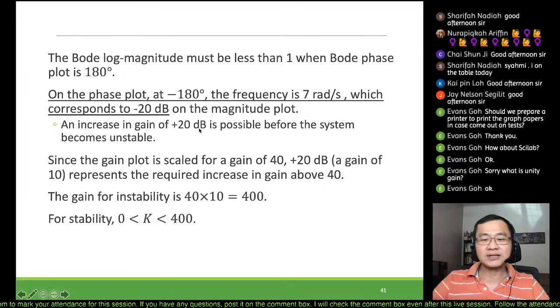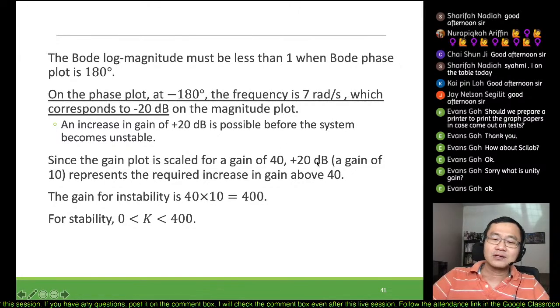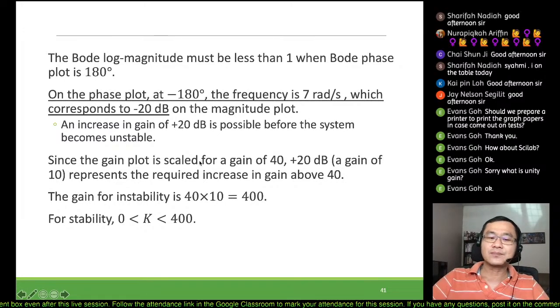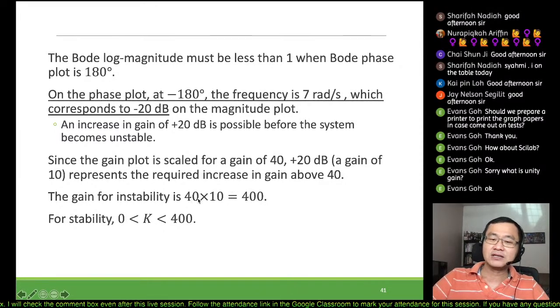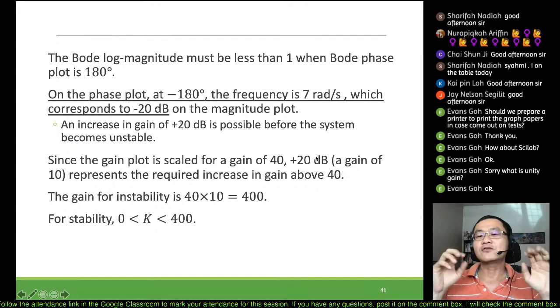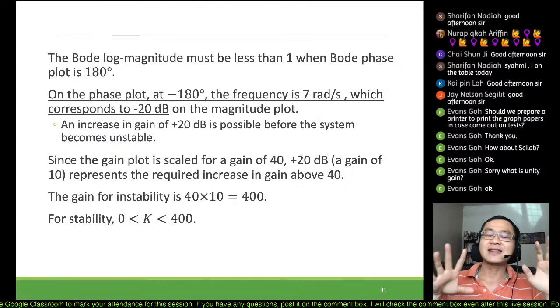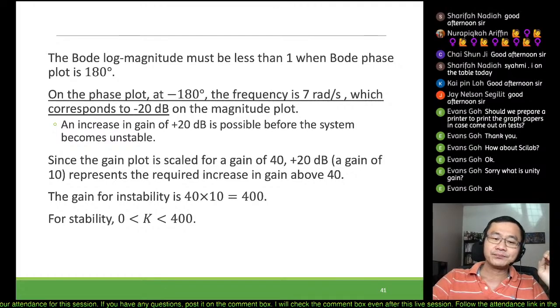So this 20 dB gain is represented by 10. We can see that since the gain plot is scaled for a gain of 40, this 20 dB will just represent a gain of 10. Therefore what we have now is 40 multiplied by 10. So 20 dB represents 10. We have to remember that. It represents like 10 decades. So 10.